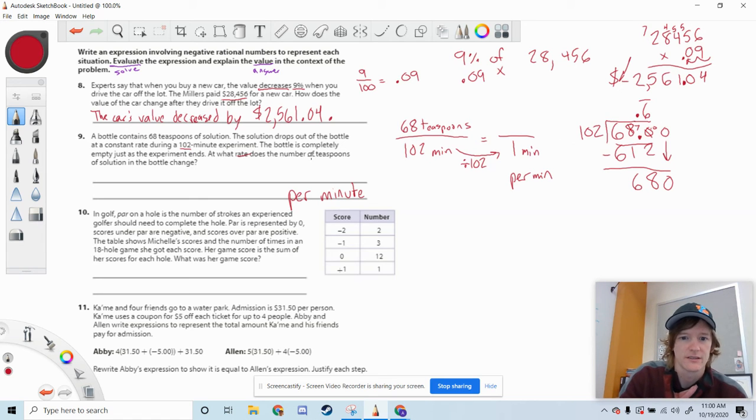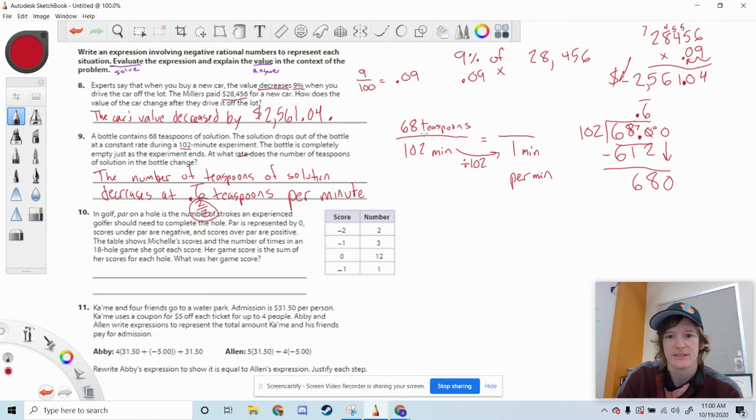So at what rate does the number of teaspoons of solution in the bottle change? The number of teaspoons of solution decreases at 0.6 repeated teaspoons per minute, or 2/3.